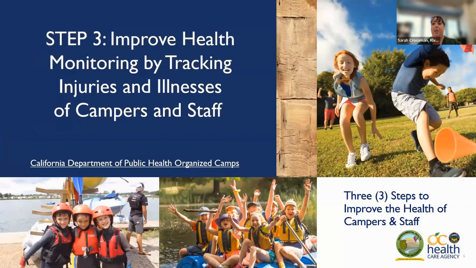Step 3, improve the overall health of campers and staff by tracking injuries and illnesses to determine when, where, and how camper and staff health is being impacted. It is important that a camp identify and make changes in appropriate areas to keep campers and staff safe.